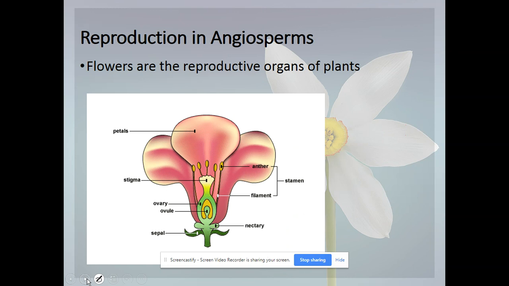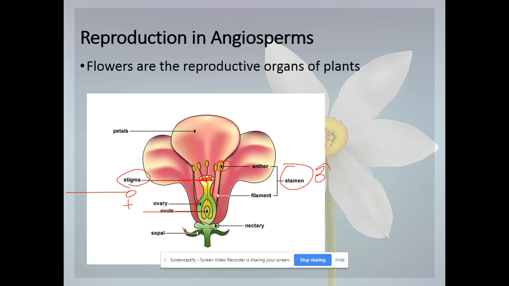So we have petals, of course. The job of these guys is to attract pollinators. We have the stamen. This is the boy part of the plant. Filament, anther. Pollen is on the anther. We have the stigma, which is sticky. Pollen is going to get stuck to the sticky stigma, which is attached to the ovary and the ovules. This is the female part of the plant. Our little eggs are here. Our little sperm are here.